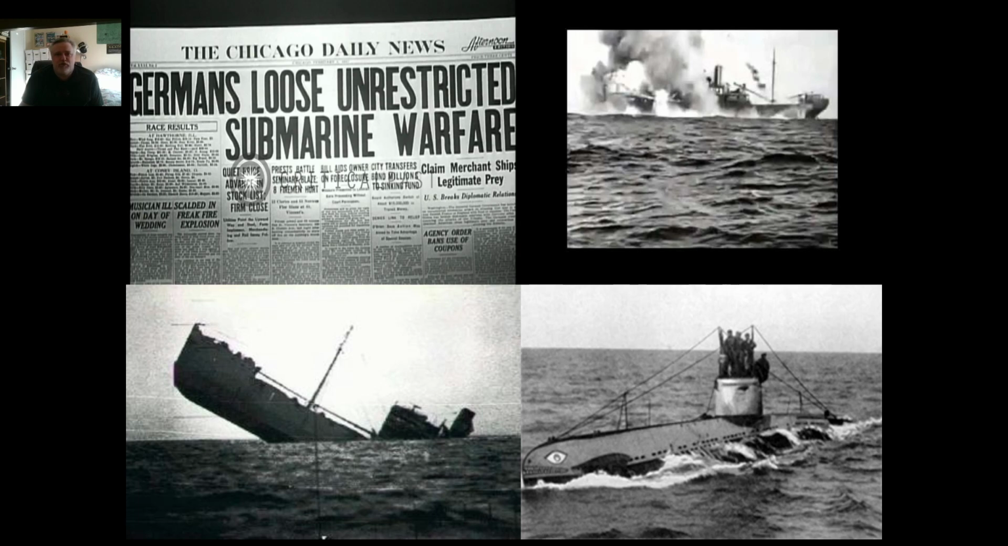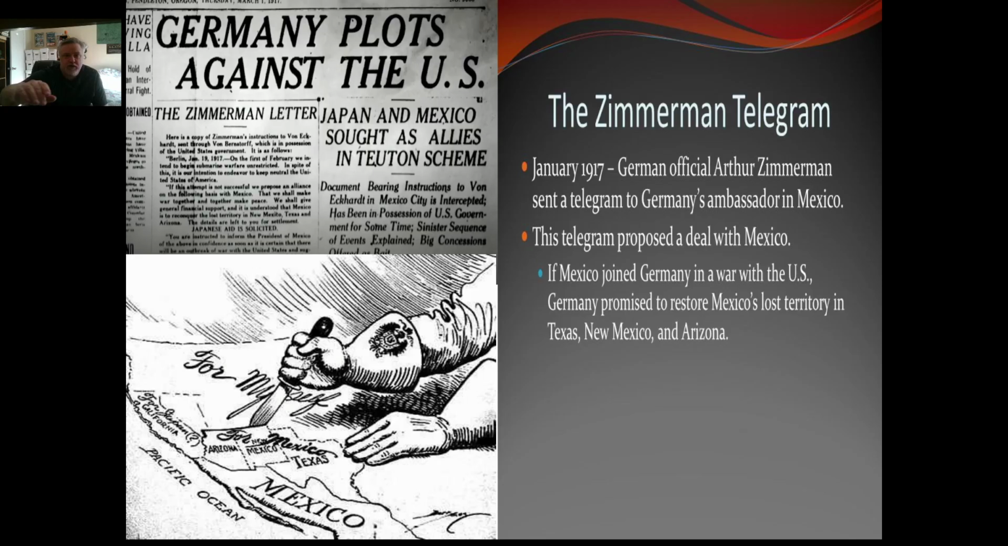So they turn the U-boats loose, and it's fair game on any ship at all that is carrying war supplies for the Allies, even if it's American. And they know this is going to tick the Americans off, and it's going to bring the Americans into the war against them. So they also send a telegram. The German ambassador to Mexico, Arthur Zimmermann, is sent a message telling him to propose a deal to Mexico that if Mexico will attack the United States from the south, Germany will support them and help them reclaim Texas, New Mexico, and Arizona, possibly even California.